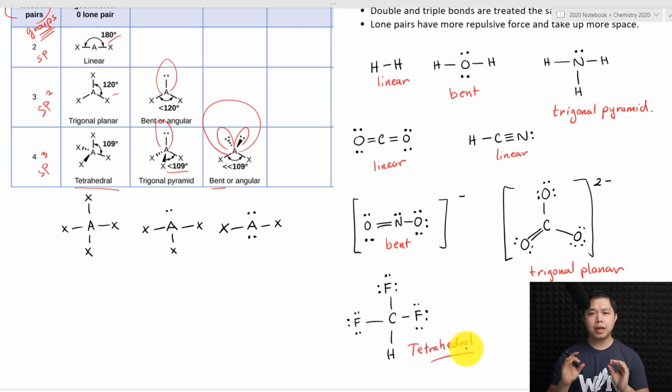And that is how you look at the Lewis dot structure to determine the shape of the molecules. But probably the most important part is knowing how to draw the Lewis dot structure in the first place.